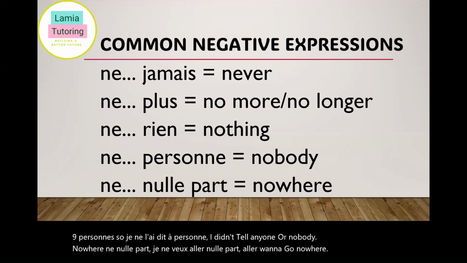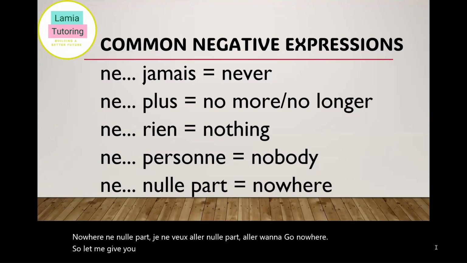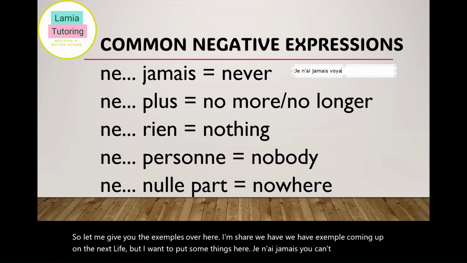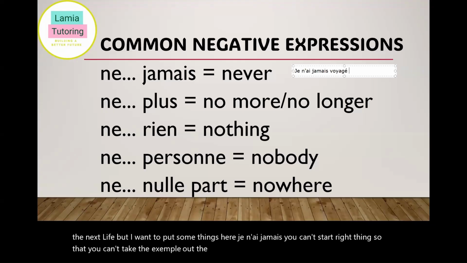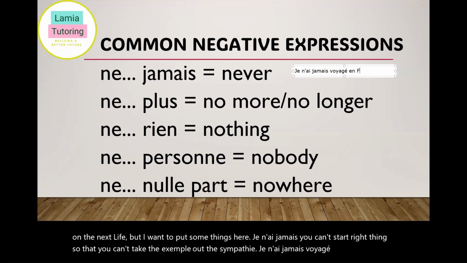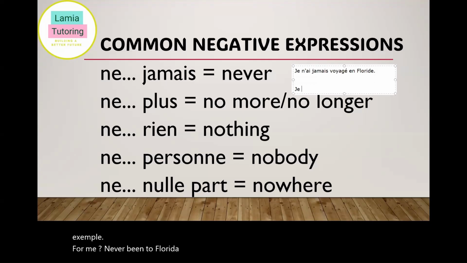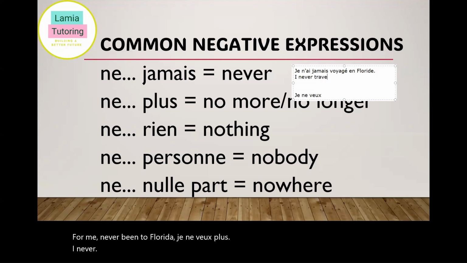So let me give you the examples over here. I'm sure we have examples coming up on the next slide. Je n'ai jamais. You can start writing so that you can take the examples at the same time. Je n'ai jamais voyagé en Floride, for example, which is true for me. Never been to Florida. I never traveled to Florida.